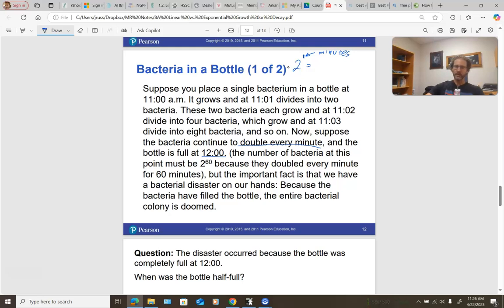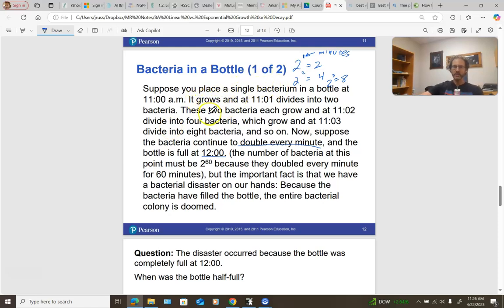so after 1 minute, 2 to the first power is 2. After 2 minutes, 2 to the second power is 4. And then after 3 minutes, 2 to the third power is 8. And these are the same numbers that we got, right?